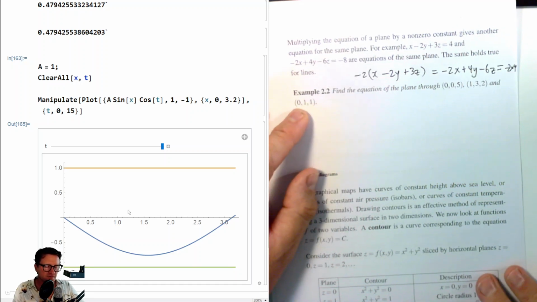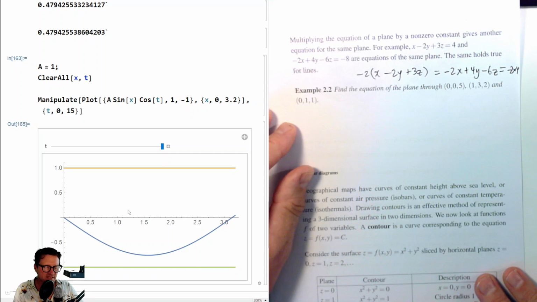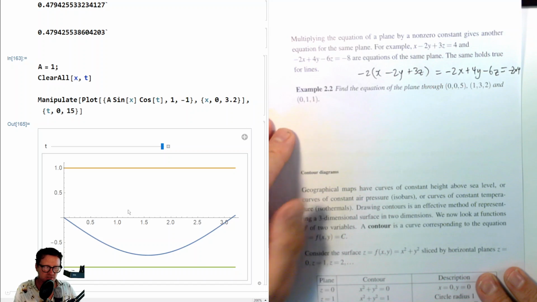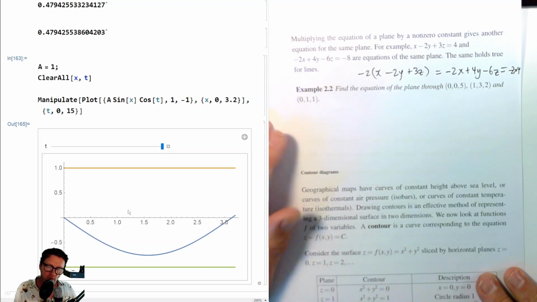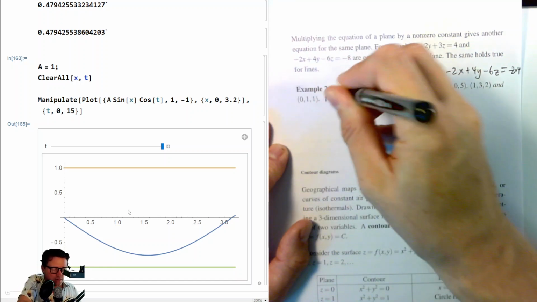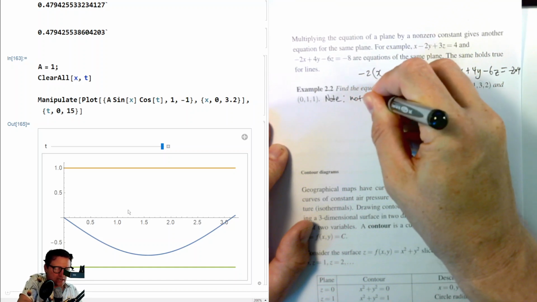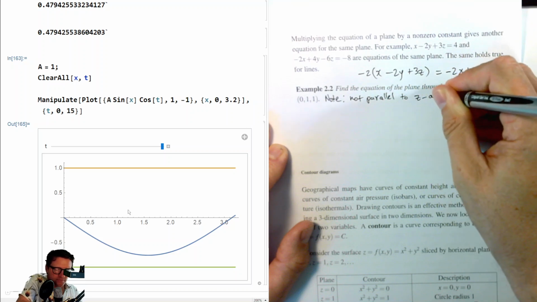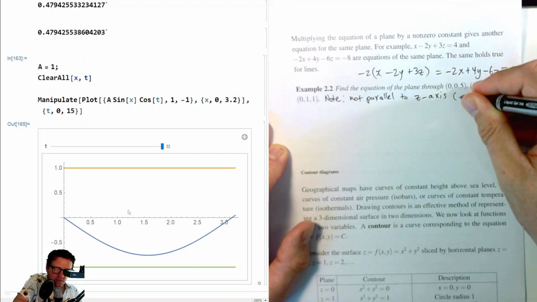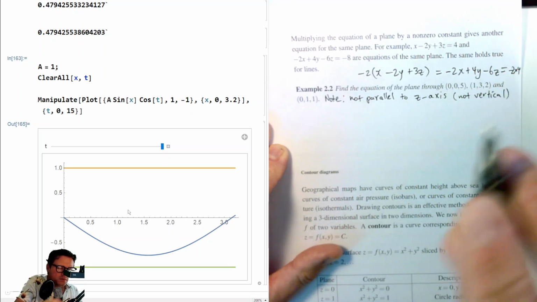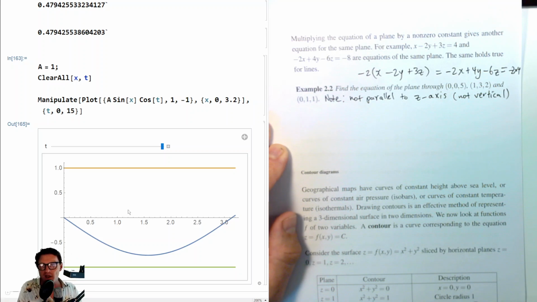Example 2.2, find the equation of the plane passing through the 3 points 0, 0, 5, 1, 3, 2, and 0, 1, 1. Okay, so now this is not parallel to the z-axis. So note, not parallel to z-axis. In other words, not vertical. And so what do we learn from that? And why do we know it's not vertical?